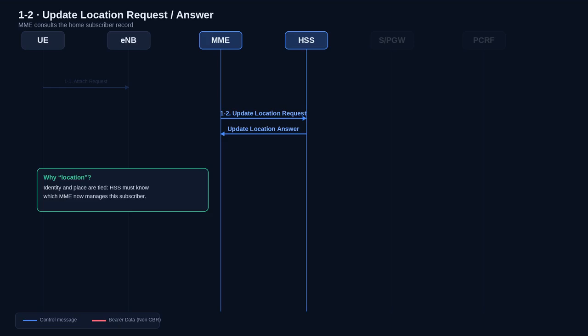Visually, you can already see that is false. The radio hop was only the entrance. The real permission check runs in the core, between MME and HSS. After the answer returns, something new is true.